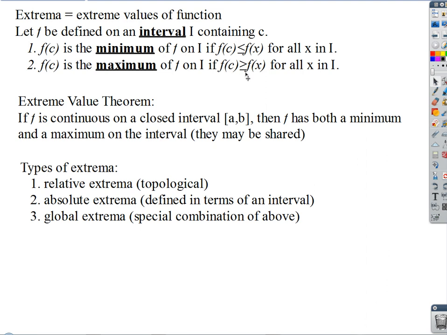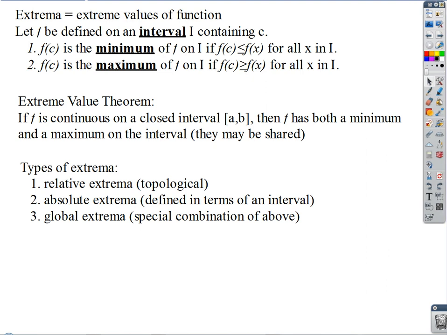And so if we were to draw a picture, the picture would be really pretty simple, right? The picture would just look like this.